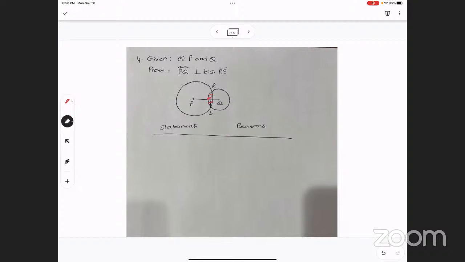They want us to prove that. My bad. They want us to prove that. So all they're giving is that P and Q are circles. Okay. So there's a property that says when you draw these radii in, radii of the same circle are congruent. Right. So this is congruent to this and this is congruent to this.